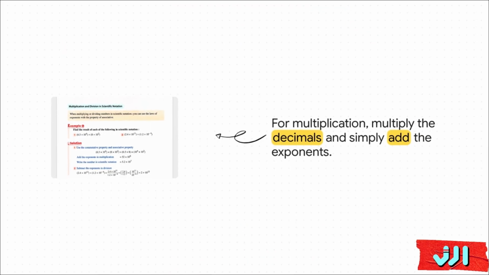And you know what? Multiplication and division are even easier. You just handle the two parts of the number separately. You multiply the decimal parts together, and then for the powers of 10, you just add the exponents. That's it. And for division, you do the same thing, but you'd subtract the exponents. It makes working with these huge numbers almost fun.